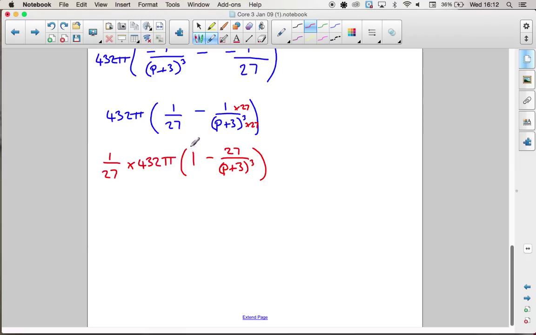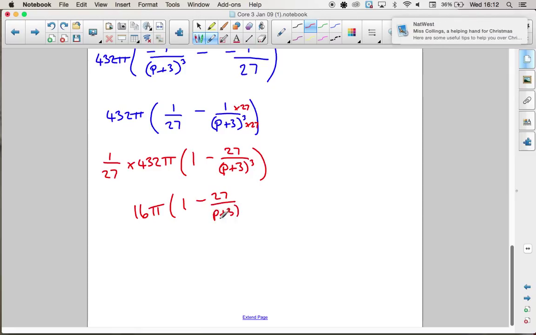And if we divide 432 by 27, we get 16. So my final answer is 16 pi times (1 minus 27 over (p plus 3) cubed).